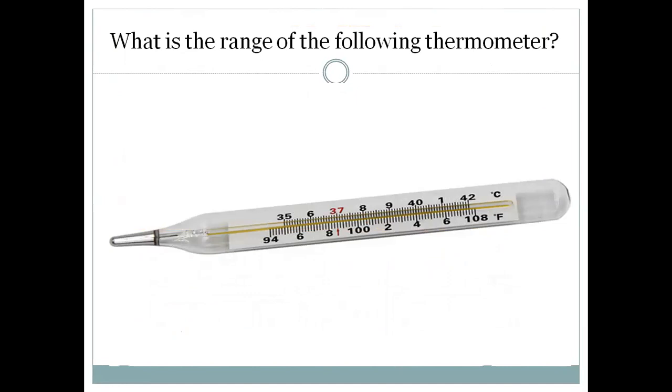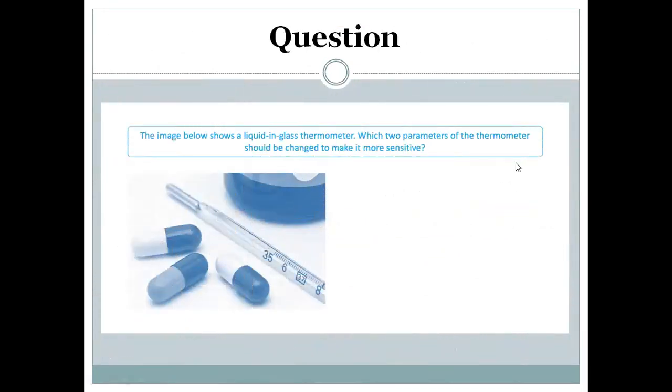Now, the range of this thermometer is between, I will take only the Celsius part, 35 Celsius and 42 Celsius. As you see here, what is the range in this thermometer? 42 minus 35, 7 Celsius. So the range of this thermometer from the Celsius side is 7 Celsius.